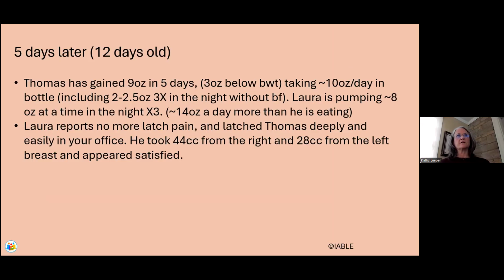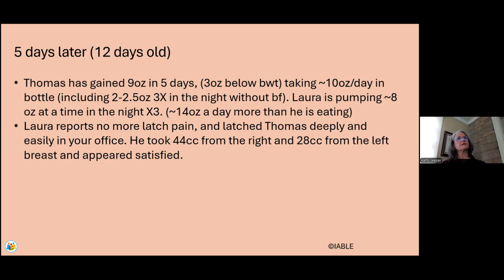Okay, so 5 days later, he's 12 days old now. He gained 9 ounces in 5 days. So that tells you, wow, he's maybe a little dehydrated. He's gained a lot. He's only 3 ounces below birth weight. He's taking about 10 ounces a day in the bottle, including 3 night feedings without breastfeeding. And she's now pumping 8 ounces at a time in the night times 3, or 14 ounces a day more than he's eating. So her production was slow to get started because of her gestational diabetes and hypertension, but whoa, it's really going now. She's having no more latch pain.